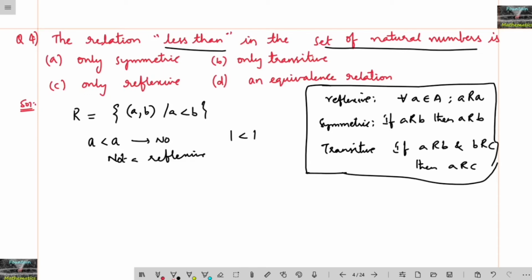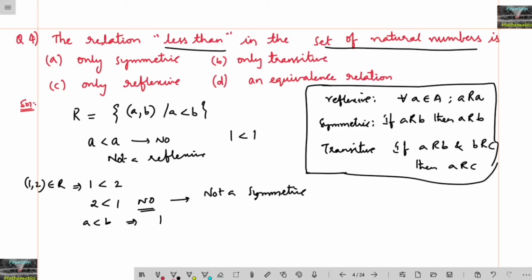And coming to the next, symmetric. For symmetric, what can we say? Suppose 1 is less than 2, so 1 comma 2 belongs to R, which implies that 1 is less than 2. Can you say that 2 is less than 1? No. If 1 is less than 2, 2 must be greater than 1, so 2 cannot be less than 1. From this we can say that it is not symmetric. Means for A less than B, B cannot be less than A.